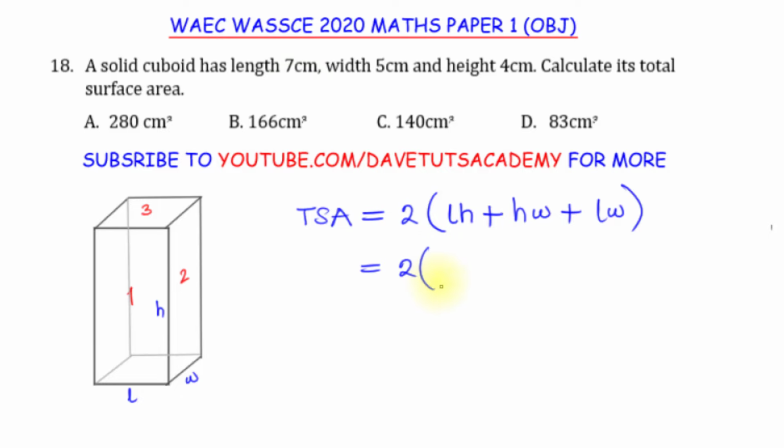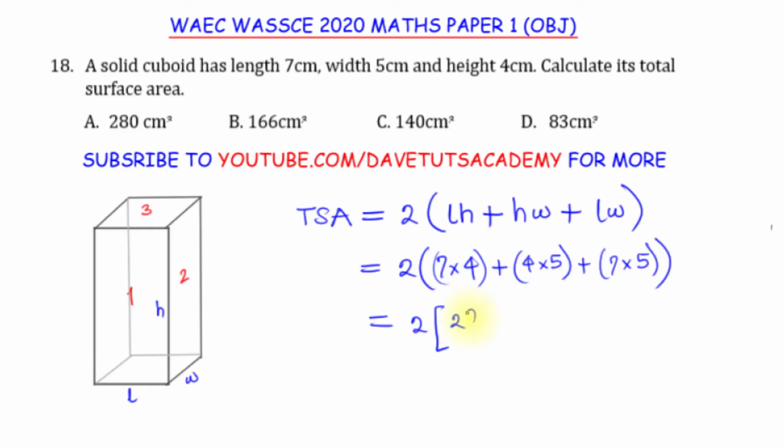What's the length? The length is 7 multiplied by, what's the height? That is 4. Okay, so we have this first, plus the height multiplied by the width. The height is 4 multiplied by the width is 5. Okay, plus again the length is 7 multiplied by the width we are given to be 5. So this is the consistency that will give us the correct solution, and we are going to have 2 multiplied by 7 times 4 is 28. Okay, plus 4 times 5, that is 20, plus 7 times 5, that is 35.